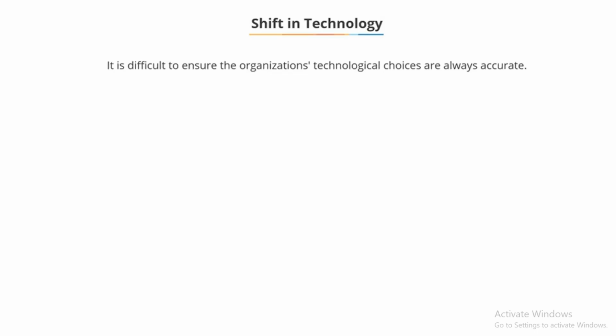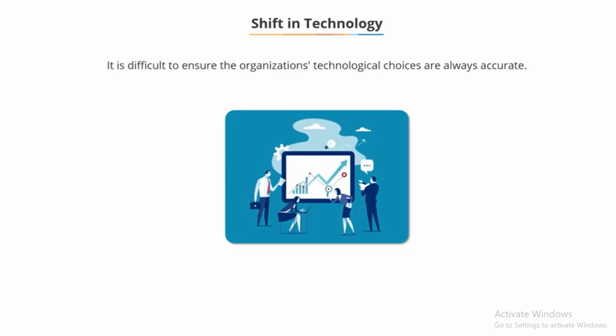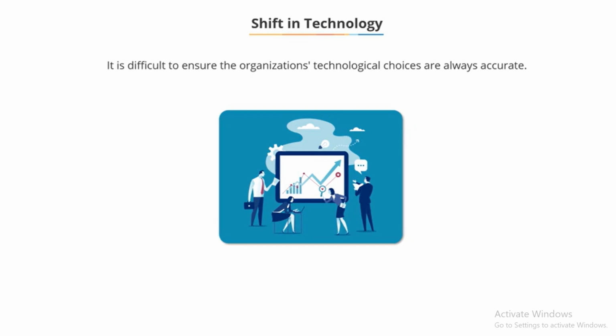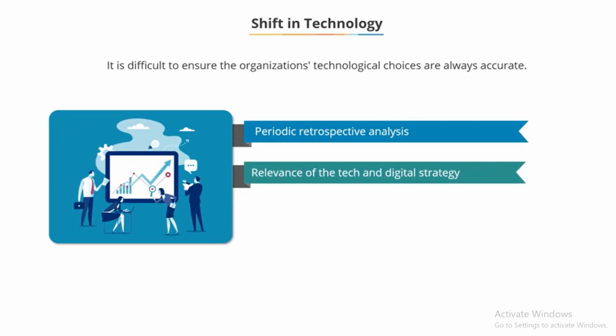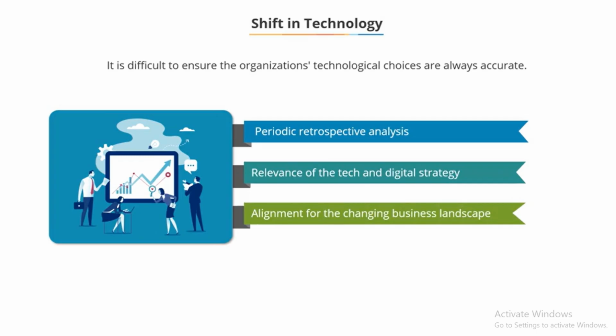While it is very difficult to ensure the organization's technological choices are always accurate, the organizations can course correct their choices through periodic retrospective analysis, the relevance of their tech and digital strategy, and its alignment for the changing business landscape. In the next video, we will further explore the key challenges in the path to digital transformation.